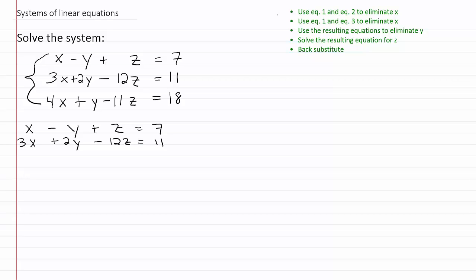From here, we will try to eliminate x. So I'm going to multiply the top equation by -3. This will ensure that the x's cancel out when I add the two equations together. So this should lead to -3x minus 3 times -y, which gives you plus 3y, minus 3z, minus 21. The second equation, left unchanged, is just 3x plus 2y minus 12z is equal to 11.